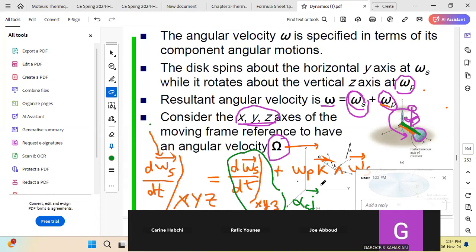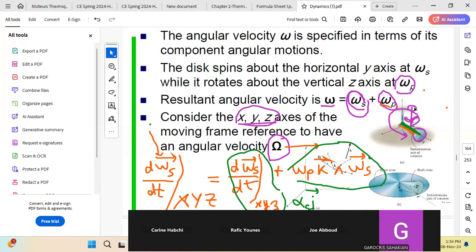while this term will take into consideration the rotation of the frame small x, small y, small z about z. So we should add to alpha s j the term omega p k vectorial omega s. So if I replace, plus omega p k vectorial, as you can see in the figure, omega s is along small y, yani vectorial omega s j.